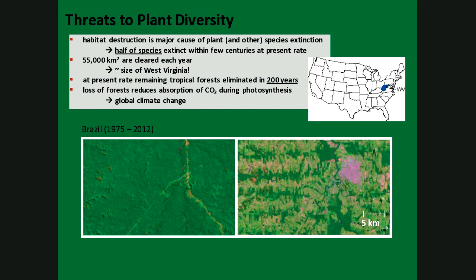You can see down below, there's Brazil, 1975. And the same area of Brazil, 2012. The dark green is the part that's left of the natural. This is humans, and this has all been cleared for agriculture. So at the present rate that we're removing these tropical rainforests, we only have about 200 years before they're gone.